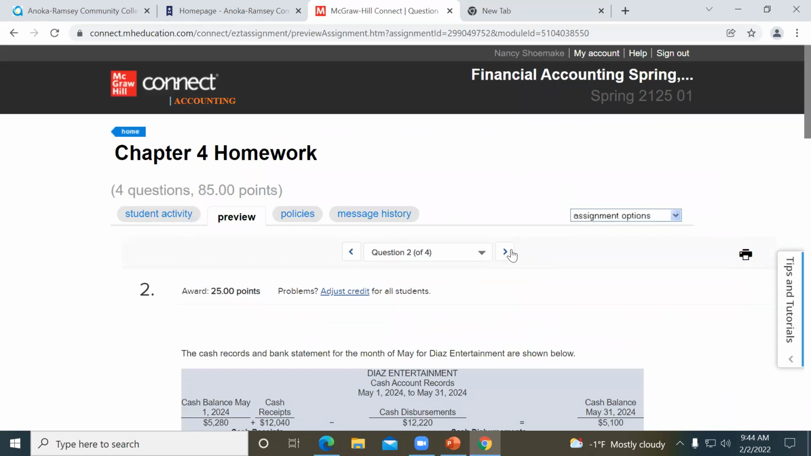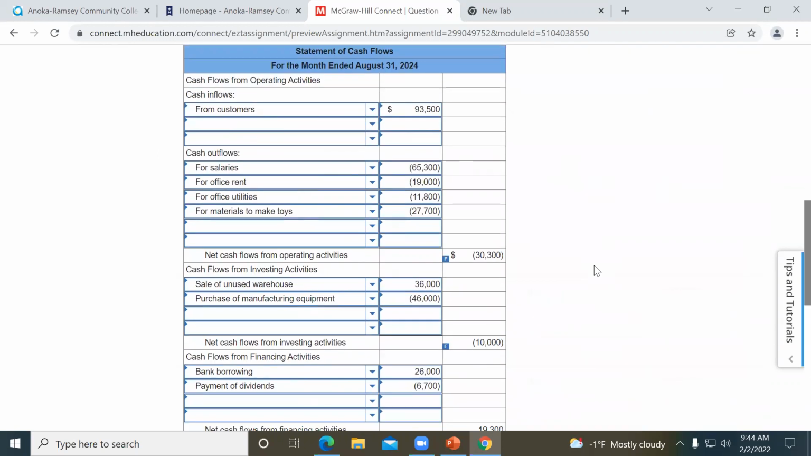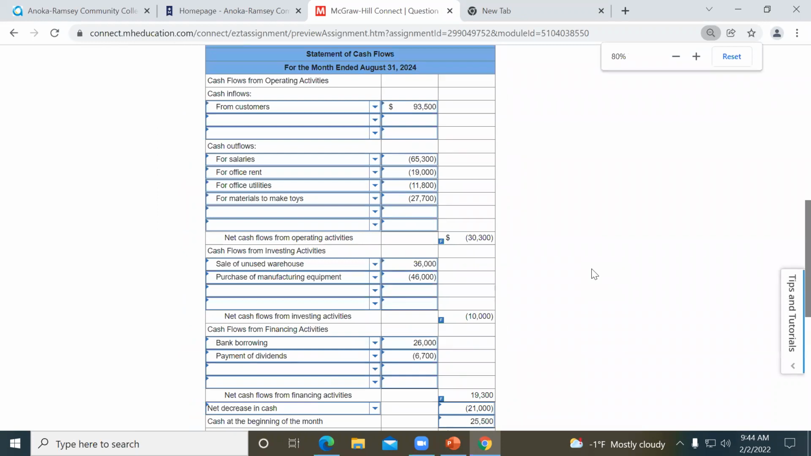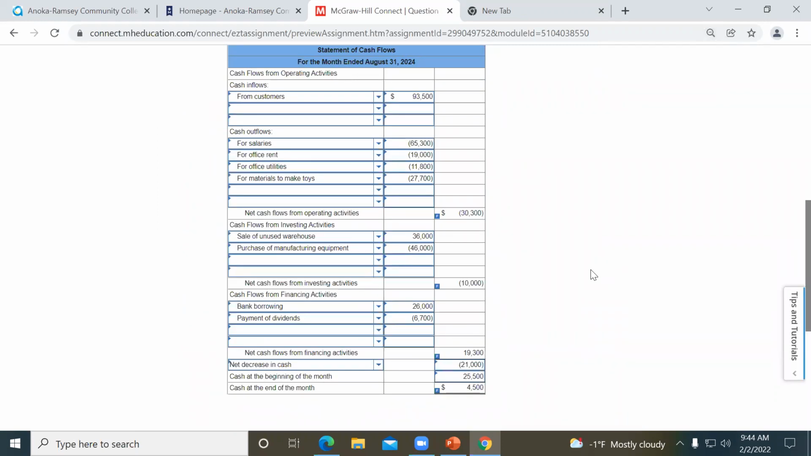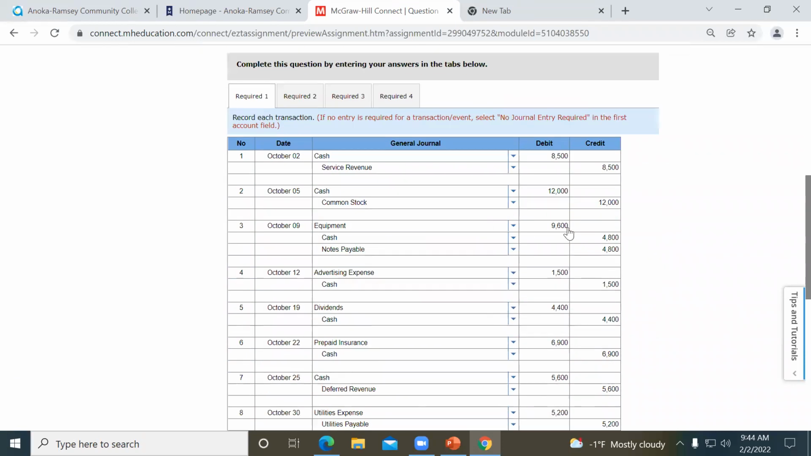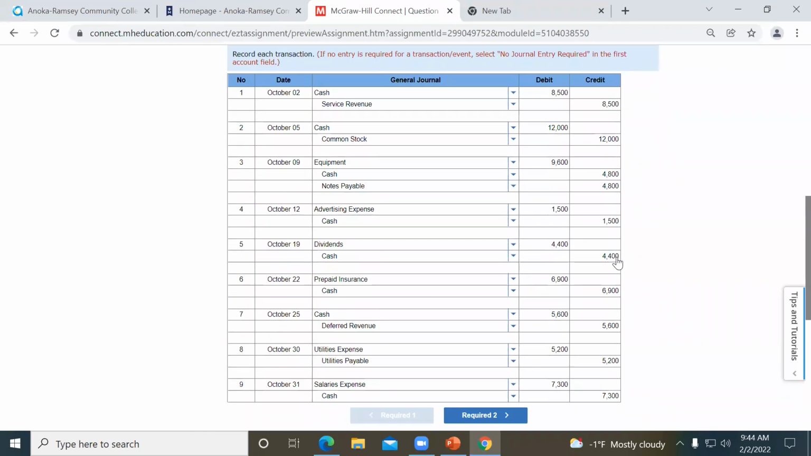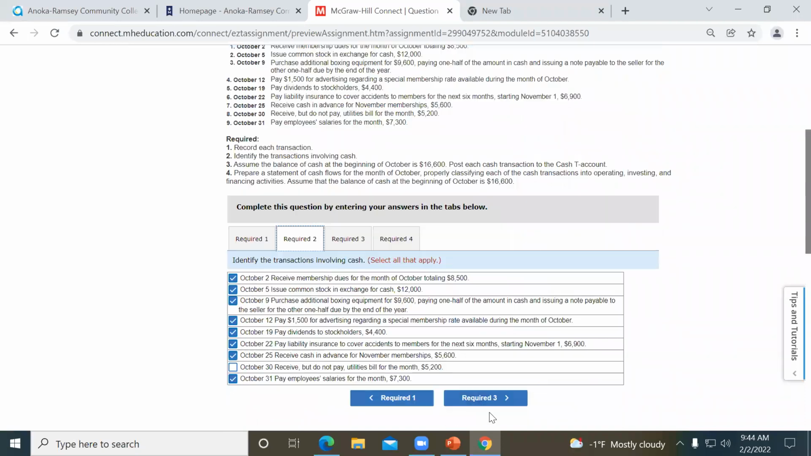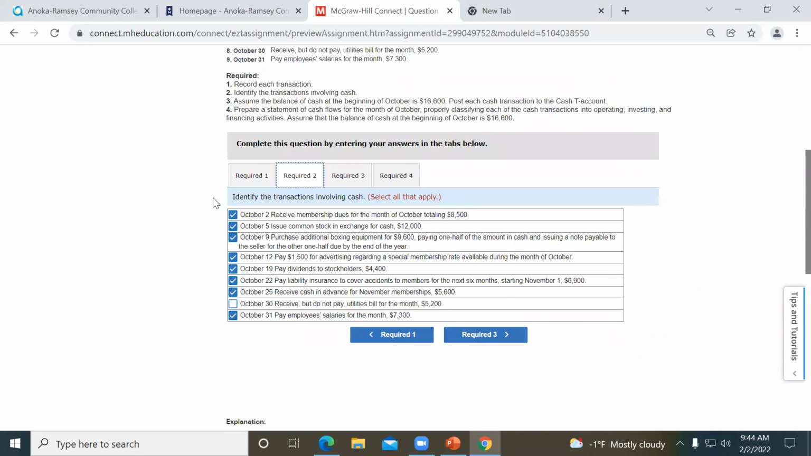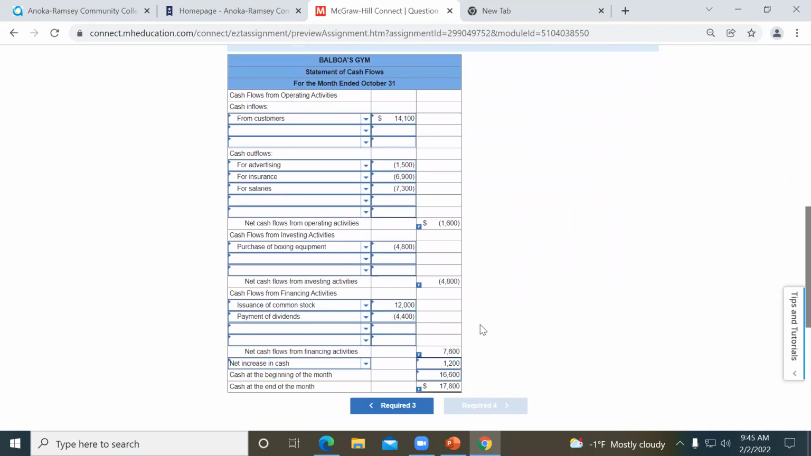Next. This is preparing a statement of cash flows. Again, remember, only items involving cash are put in the statement of cash flows. This last one, you create the journal entries. Then you check those items involving cash. Then you do a T account and post the transactions. And then you create a statement of cash flows.